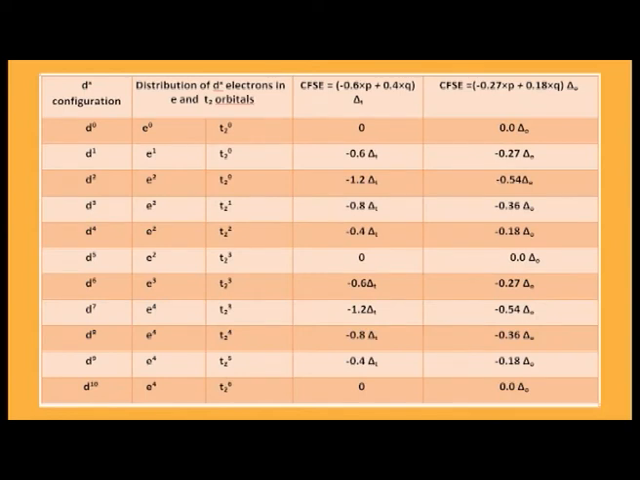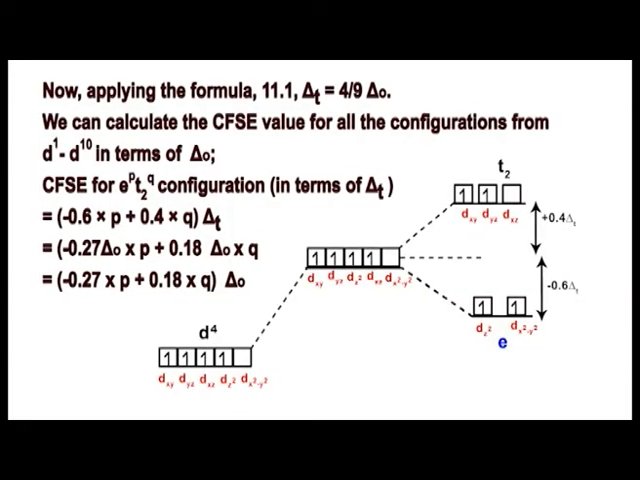Similarly, one can generalize the calculation method for determination of the CFSE value for the configurations d1 to d10. Here in the table, we have already calculated the CFSE values for you and summarized them on your screen. Now, applying the formula delta T equal to 4/9 delta O, we can calculate the CFSE value for all the configurations from d1 to d10 in terms of delta O, so that a true comparison with the CFSE of the same configuration in octahedral arrangement can be done.